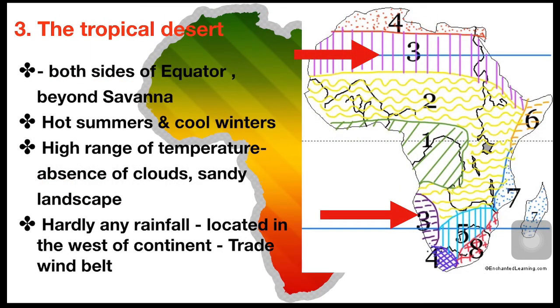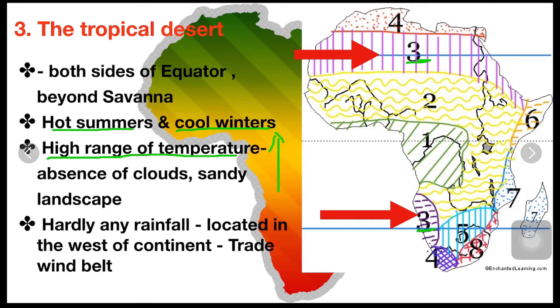Third climatic region is the tropical desert. Tropical deserts are located beyond the savanna region, here and here, right? So these tropical deserts are located on both sides of the equator in the northern and southern hemisphere, and these desert regions have extremely hot summers and extremely cold winters, right? Now, this region has a high range of temperature. It means this region experiences a high range of temperature.